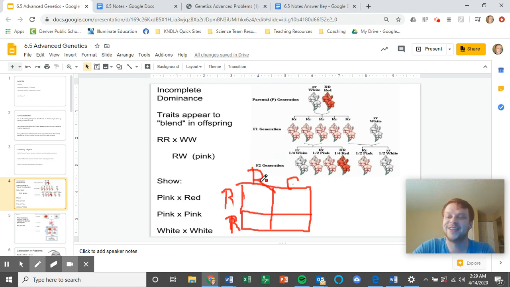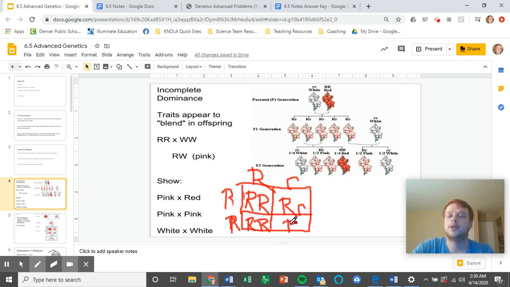So we've got the pink flower up here on the top. We've got the red one on the side. We're going to fill in this cross. So we know that these two are homozygous dominant, and these two are going to be heterozygous.